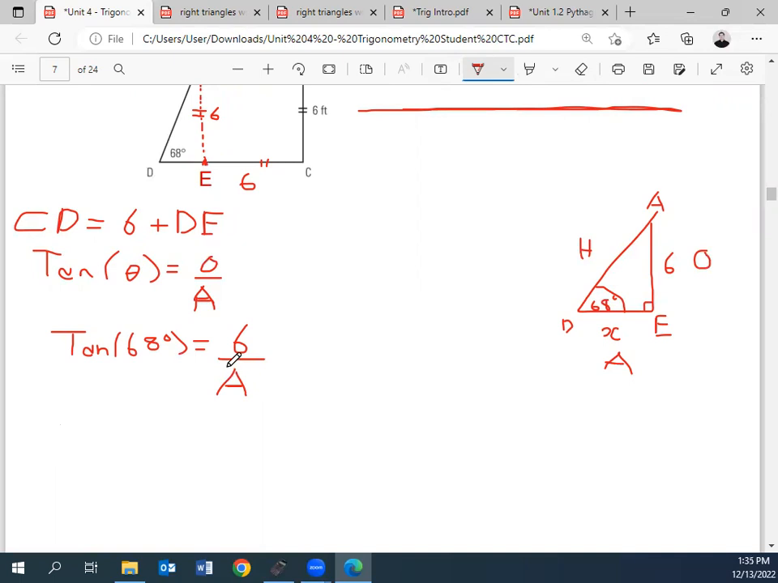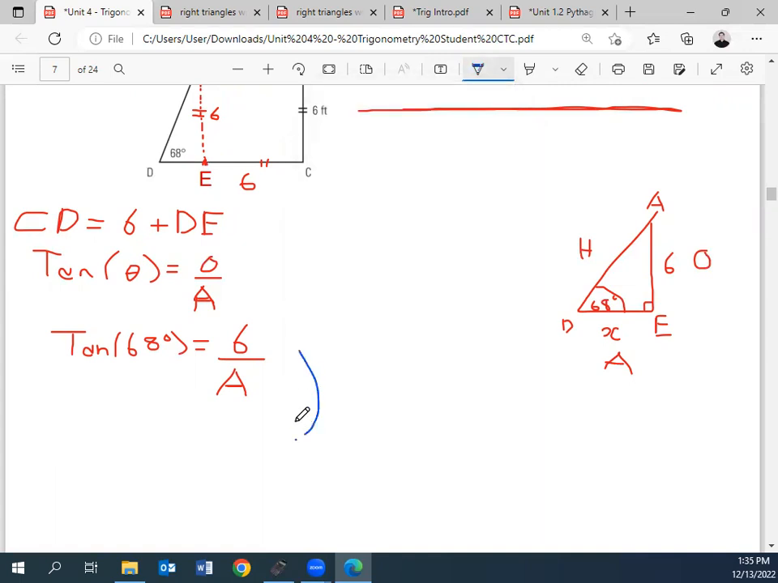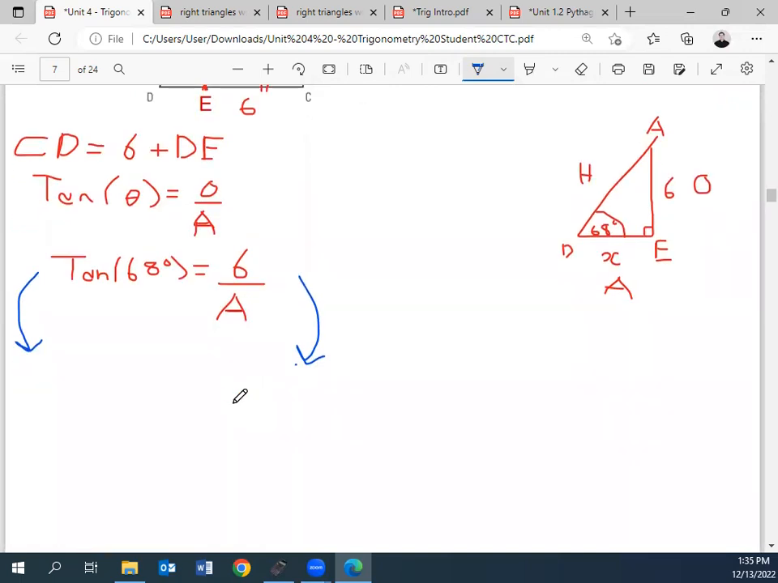Well, right now, A is stuck down here. So I know I need to do something to this equation, to both sides of it, right? Think of a scale. Whatever we do to one side, we have to do to the other side. So what I'm going to do is I want to get A by itself. Right now it's stuck on the bottom of a fraction. I'm going to times everything by A.